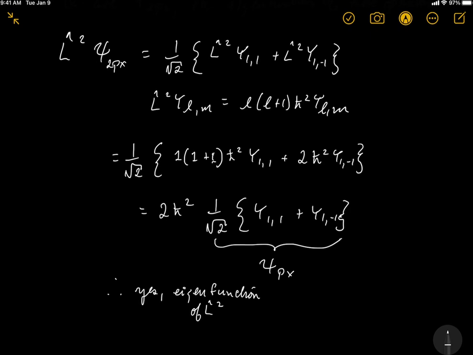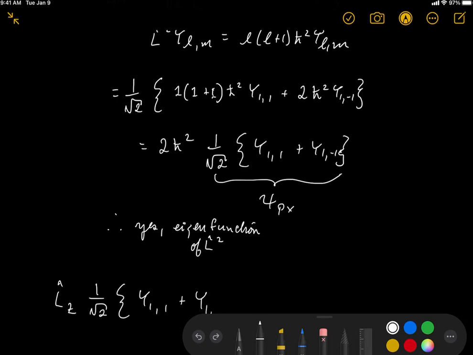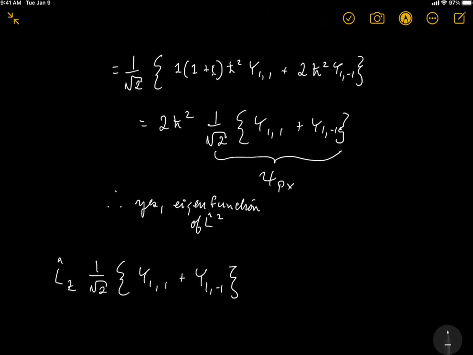Since the L squared operator only depends on that first integer in the YLM, the L quantum number, and the L quantum number is always 1 for the 2p orbitals that we've constructed, it's the M quantum number that varies. Therefore 2px, 2py, and 2pz are all going to be eigenfunctions of the L squared operator. But in the case of the LZ operator, it's more complicated. So let's act LZ on 1 over square root of 2, Y11 plus Y1,-1.